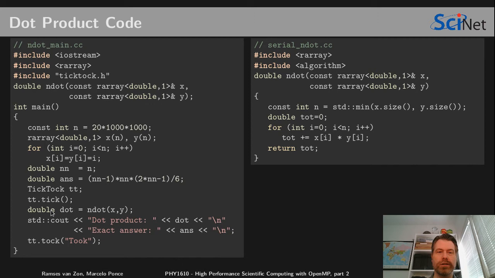The tick and the tock here are the timers, and it will actually just print out how long things took. We're also printing out the dot product, and because we know how it's filled, we can actually derive an exact answer and see if we get it right.